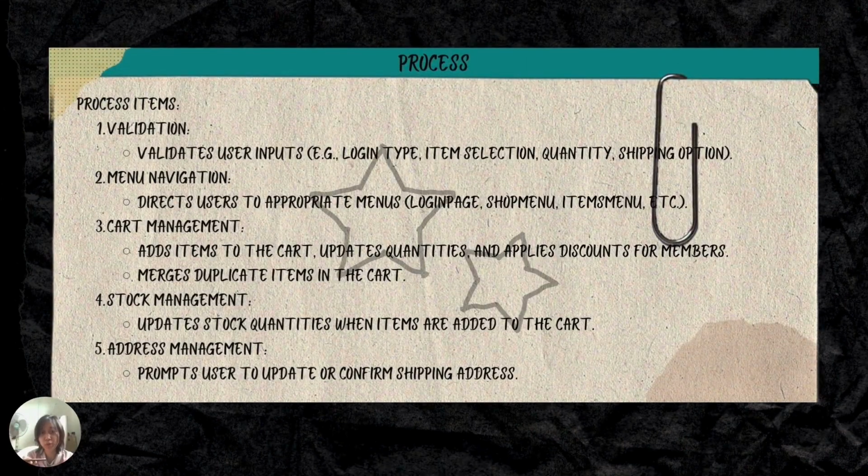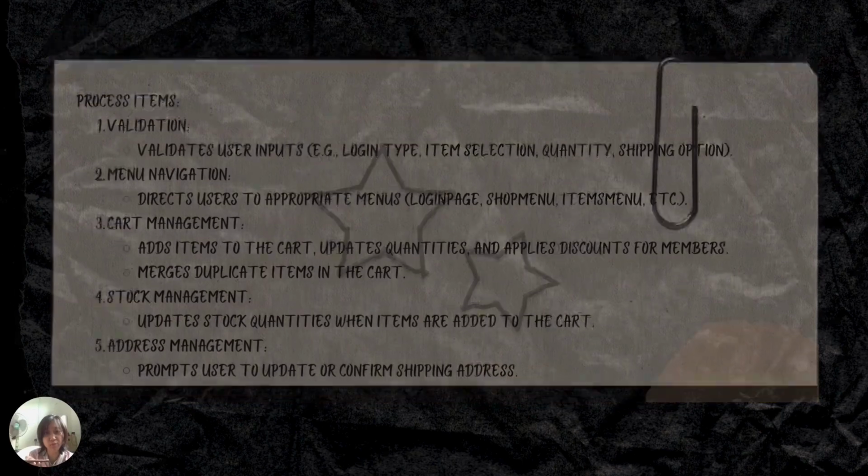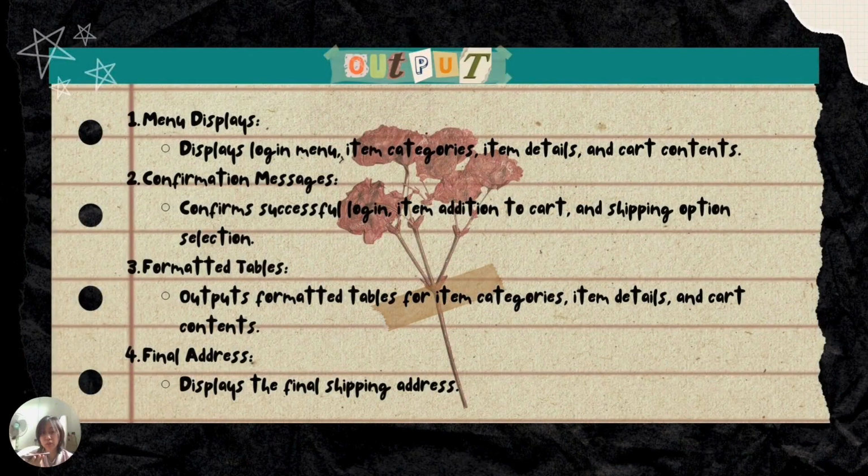Moving on to the process of our program, which requires the input stated from earlier. Certain processes include the validation, menu navigation, cart management, stock management, and address management. Finally, the output of our program includes neat menu displays, confirmation messages for clarification, formatted tables, as well as the final address in the checkout menu.